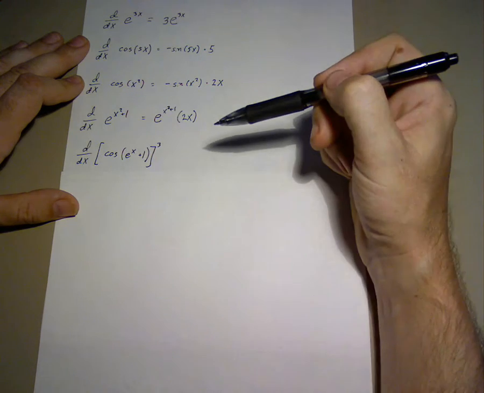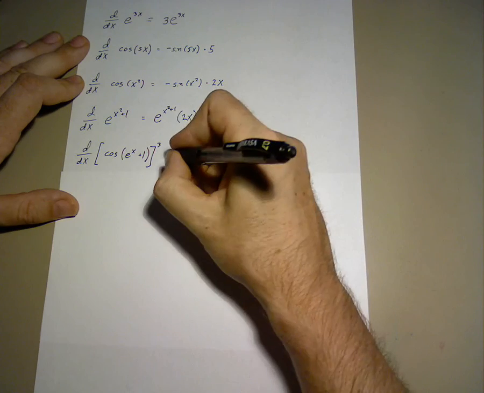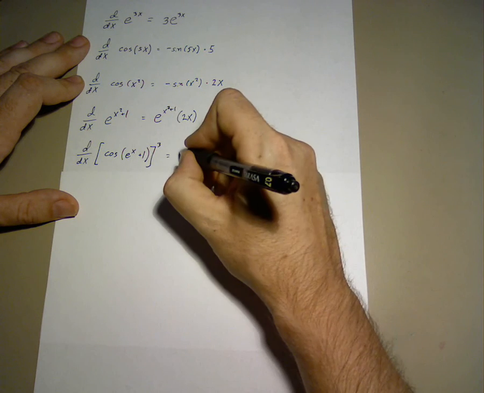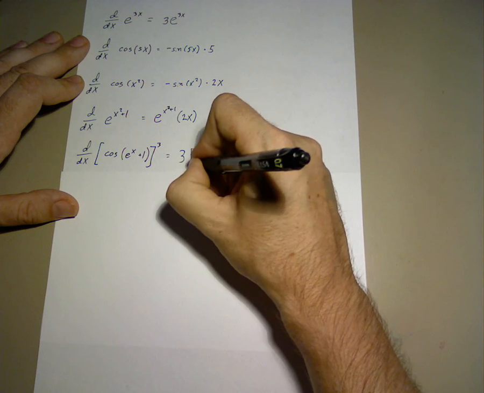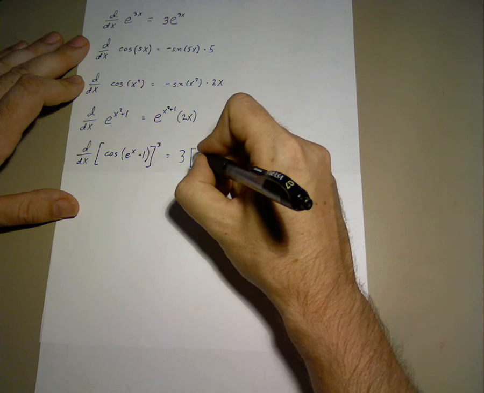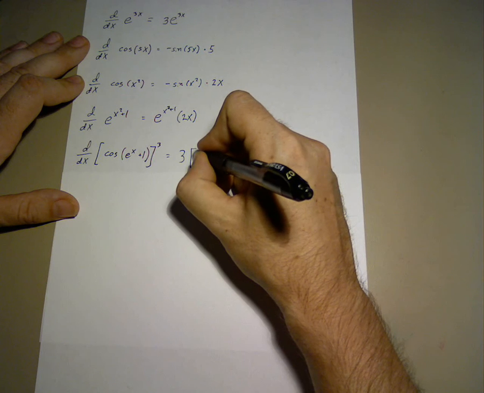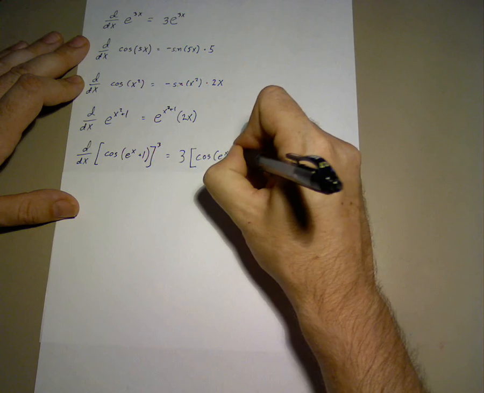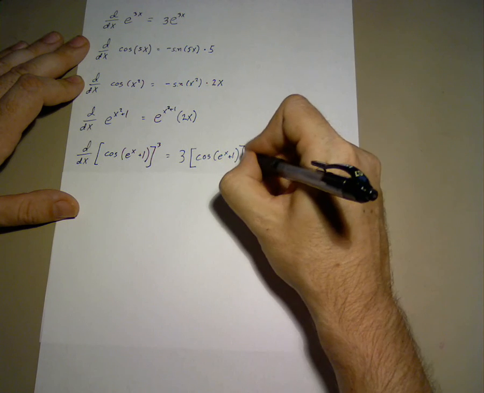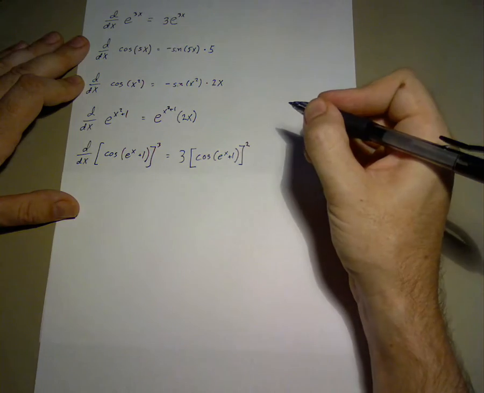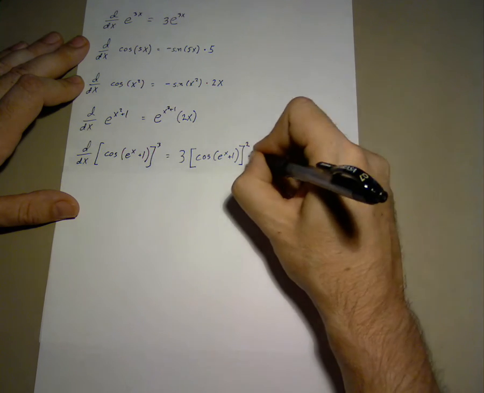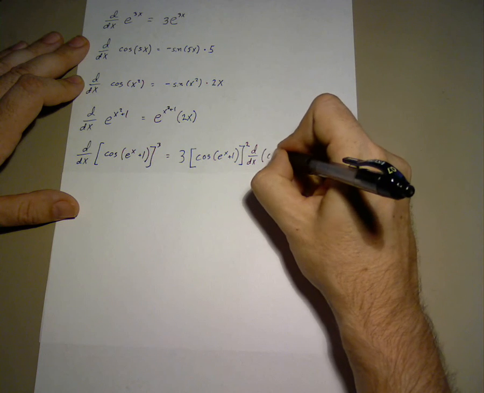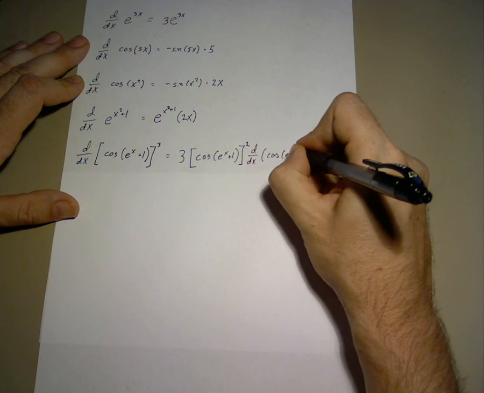will require multiple repetitions of the chain rule. Well, if you take the derivative of this, first we'll take the derivative of a power, which leaves us 3 with what's in the brackets, just cosine e to the x plus 1, close bracket, squared, times the derivative of cosine e to the x plus 1.